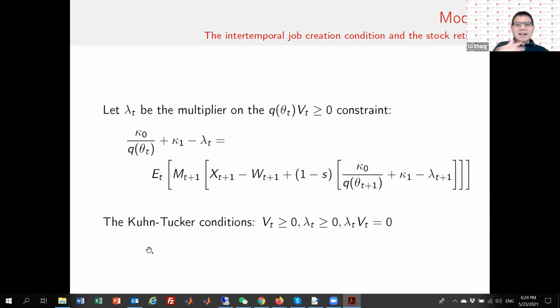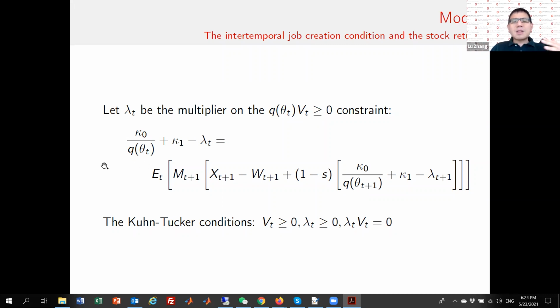And because of the non-negativity constraint, you have to respect the Kuhn-Tucker conditions. So this is the intertemporal job creation condition, because in the model, the Hosios condition doesn't hold. Competitive equilibrium is not Pareto optimal.